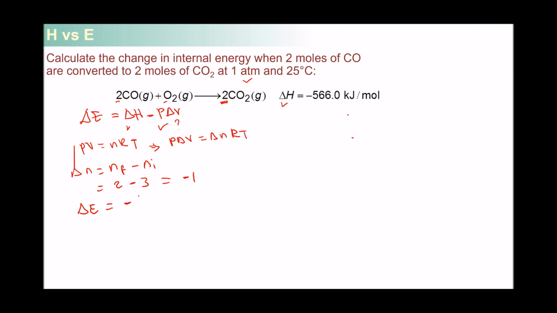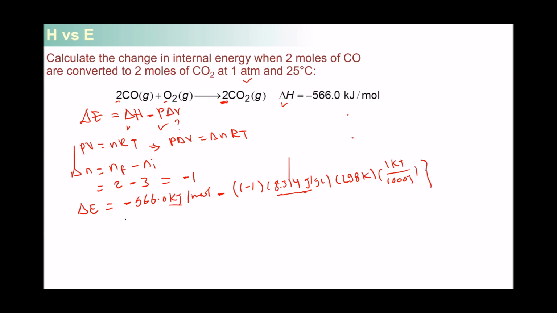So it's going to equal negative 566 kilojoules per mole minus the change in number of moles times R times the temperature in Kelvin. But this term here is going to give us energy in joules, but the energy here is in kilojoules, so we have to convert to kilojoules, and we conduct the calculation. It is going to give us negative 563.5 kilojoules per mole.